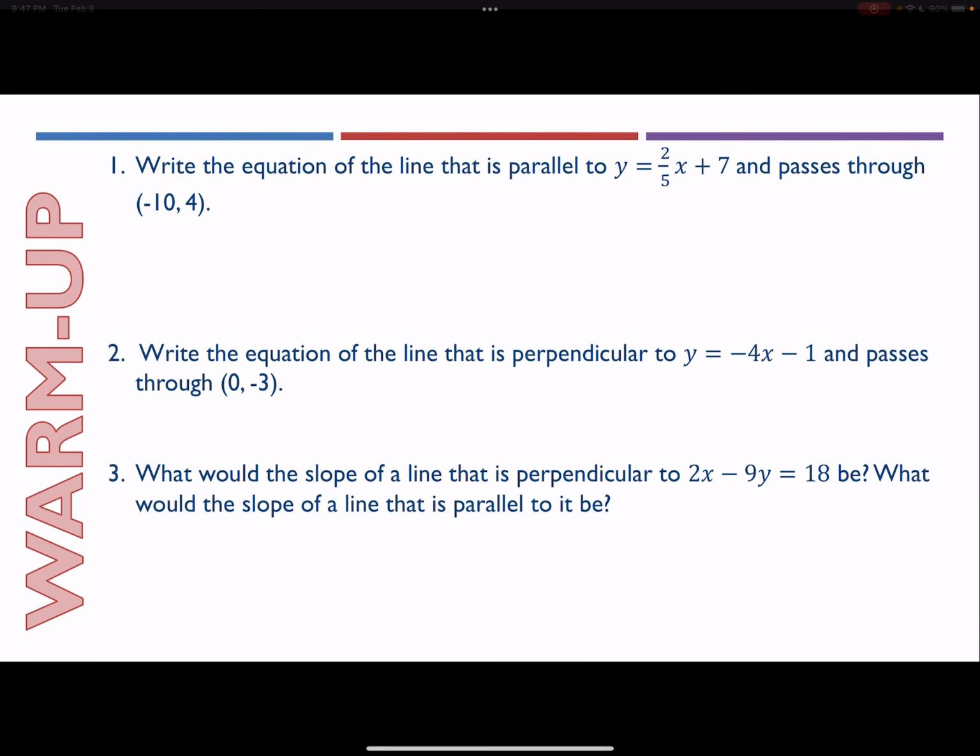Hi guys, so we are getting ready to take your parallel and perpendicular lines quiz, but before you do, I just wanted to do a quick review with you. So here's a warm-up problem.